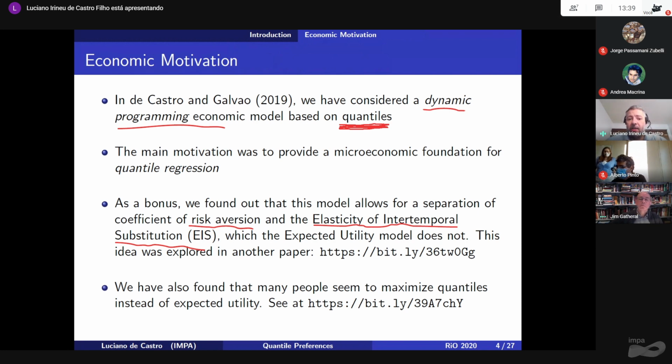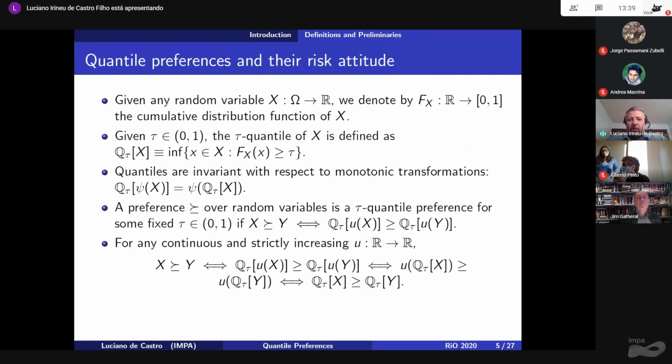Well, this is some of the motivation, the more economic motivation. As Jim said, I was in the US for a long time and in economic departments there. So most of our motivation is economic motivation. But let's get to some preliminaries. Fortunately, Andrea already defined the quantile, so I don't need to go over it.